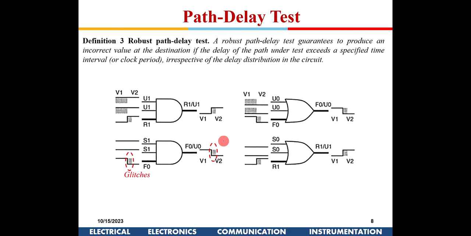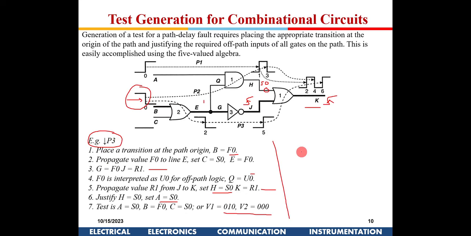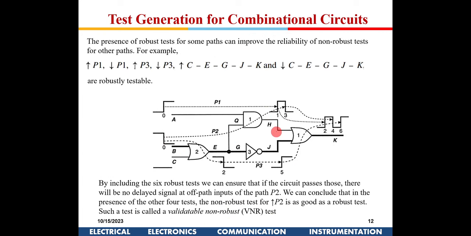But whereas in the earlier case, what we saw, where was that? Here in this case, it is a robust path. So the fault can be diagnosed basically. Here, it can't. So in the presence of robust test, some paths can improve the reliability of non-robust test for other paths. Okay, so that is the case. So there could be some paths in which it is robust, and there could be some paths which are non-robust. Okay, so there are several paths out here, right? Like I said, there could be a total of 5 different paths which could be available here, and for each of those paths, the more robust paths there are, the better it is.